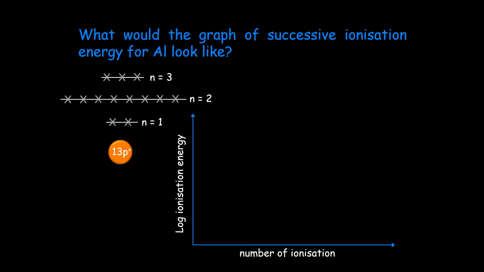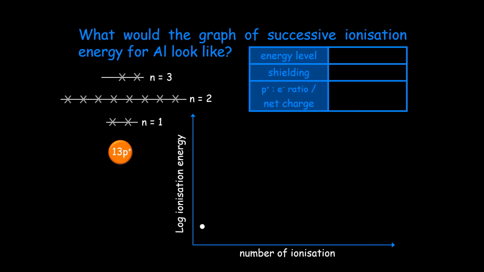So what would the graph of successive ionization energy for aluminium look like? Well, we're going to start off by taking electrons from the principal quantum number 3. So there's the first electron to go. That is the easiest one to remove because it's got the weakest electrostatic attraction between the nucleus and those electrons. Now we're going to remove another electron from n equals 3. So the energy level is the same. Shielding is the same. Proton to electron ratio, or net charge, has increased. So there's going to be a stronger electrostatic attraction on this electron compared to the previous one. So more energy is going to be required.